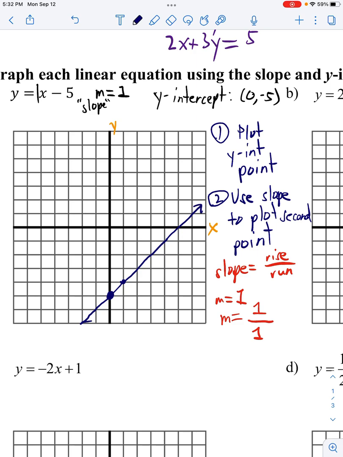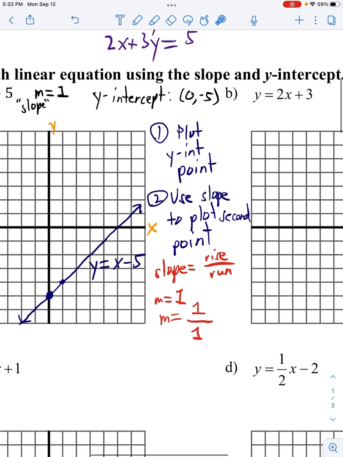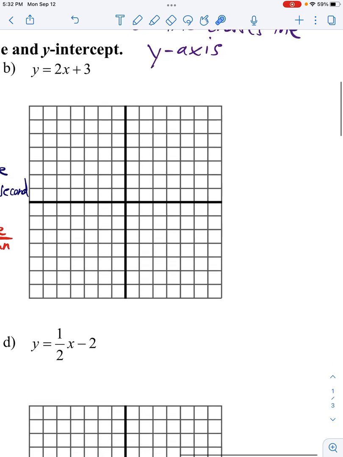And there you go. Y equals x minus 5. That's my line right there, okay? We notice every time x goes up by 1, y goes up by 1 as well, okay? It's like a little staircase. That's because my slope is equal to 1. Okay, let's try that on part B, a little quicker, okay?